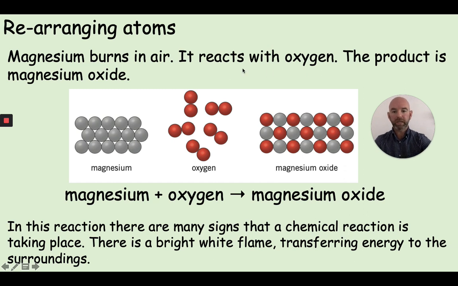So if we have a look here, we've got some magnesium. Here we've got some oxygen. And here's some magnesium oxide. And we've got our word equation: magnesium plus oxygen reacts to form magnesium oxide. So here, it's the transferring of energy to the surroundings. So that's the chemical reaction.